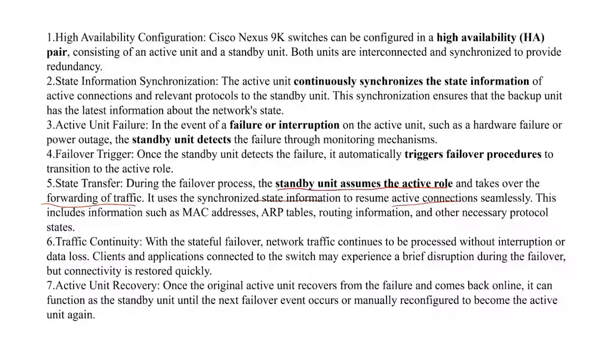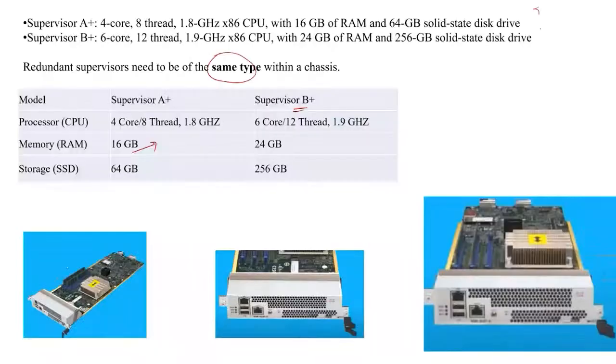So your question: both redundant supervisors need to be of the same type within the chassis. The B plus is the high end with more cores and more threads. The RAM could be expanded. And as you see, the same information is what I have put here also. So you have two supervisor models here for the Nexus 9K, and you have to have the same type within a particular chassis.